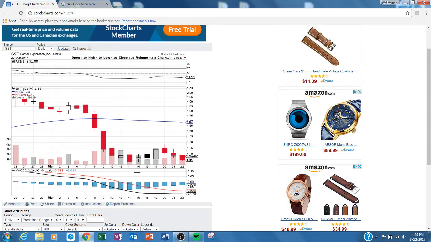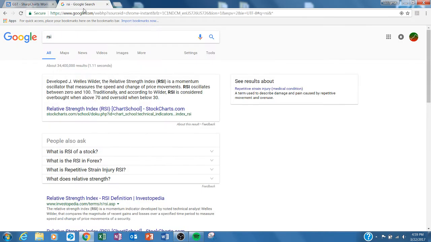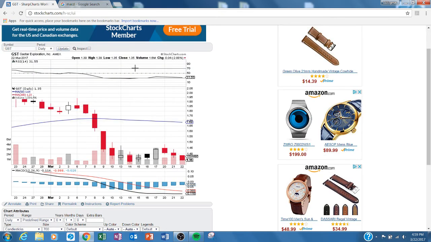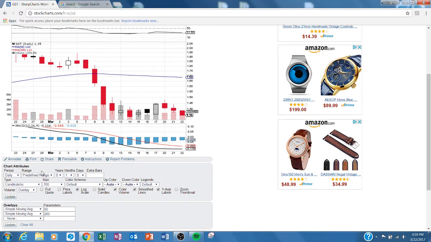And then you have the MACD, which is down here, and if you look that one up, you get an explanation of it as well. It says moving average convergence divergence. MACD is a trend following momentum indicator that shows the relationship between two moving averages of prices. The MACD is calculated by subtracting the 26-day exponential moving average, EMA, from the 12-day EMA. So what you basically get out of this is like how you have your 50-day moving average up here. And let me go to a 6 month so I can show you both averages, give you guys a better idea what I'm talking about.